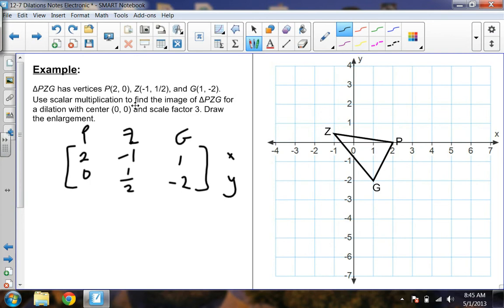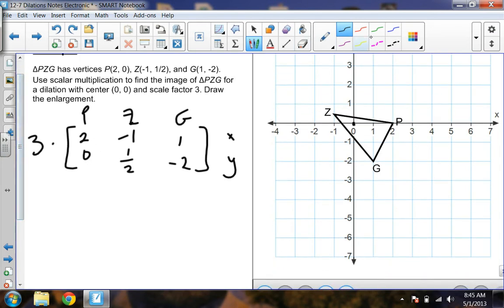Let's use scalar multiplication to find the image of triangle PZG for a dilation with center at 0, 0 and scale factor 3, and draw the enlargement. Since the center is at 0, 0, that's awesome. We don't need to do any translation first. We just need to multiply. I want to multiply the scale factor 3 by every entry in this matrix to get my transformed matrix, which will equal P prime, Z prime, G prime.